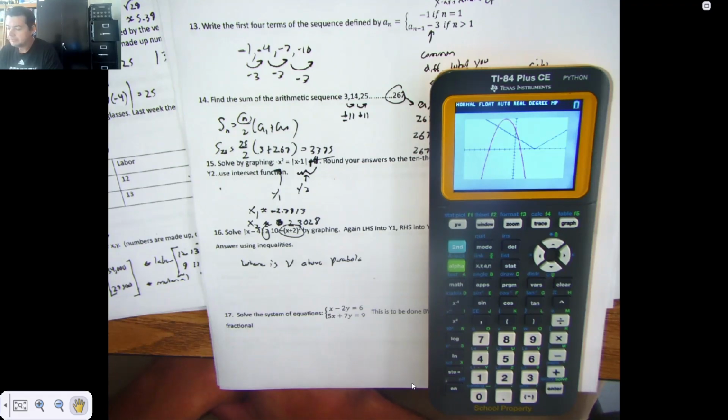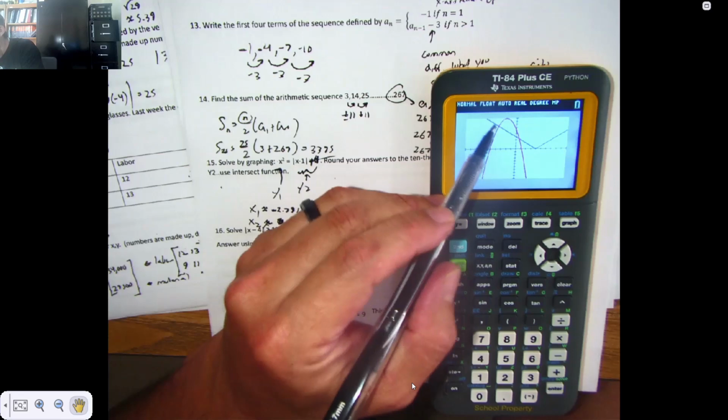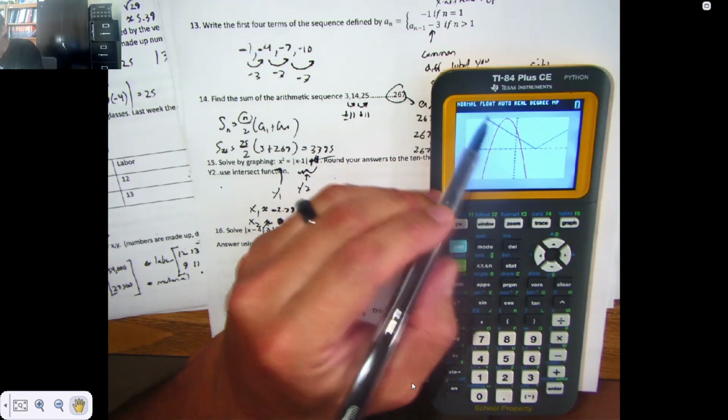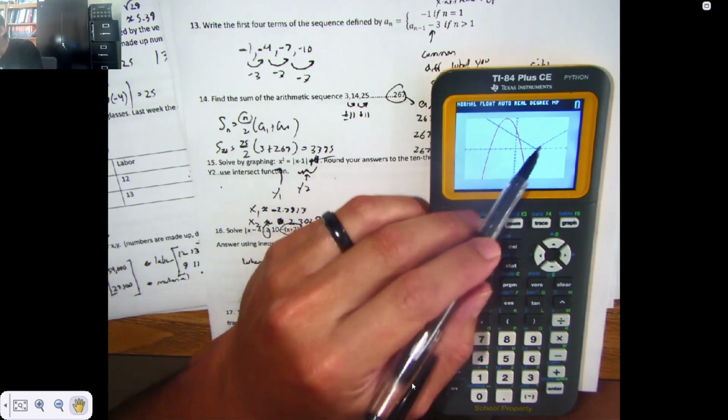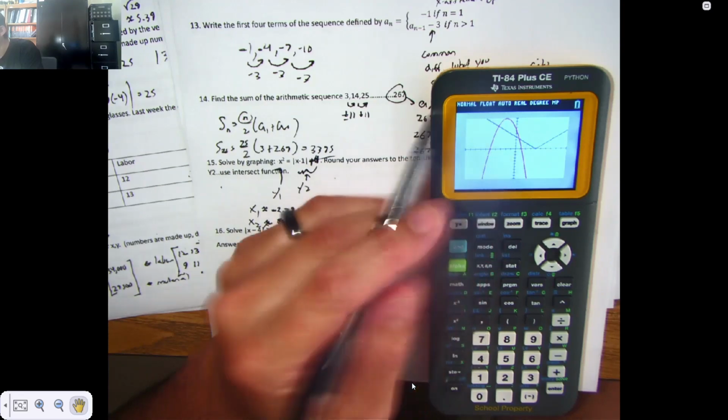Yeah, and there's your graph. Where is the V above? The V is above the parabola here and here. Now I have to answer this with inequalities.